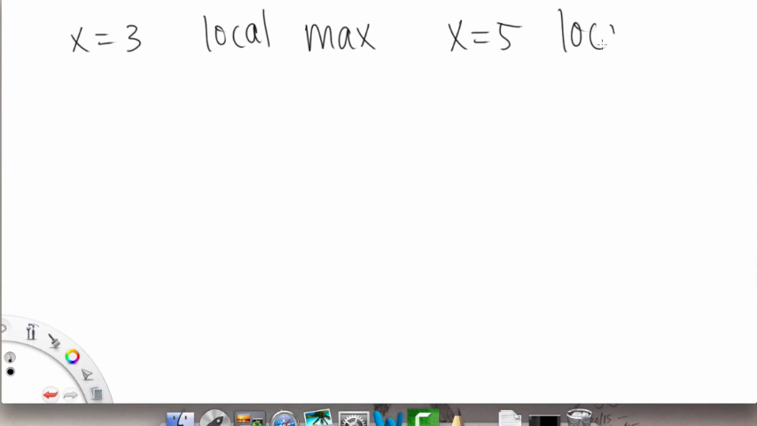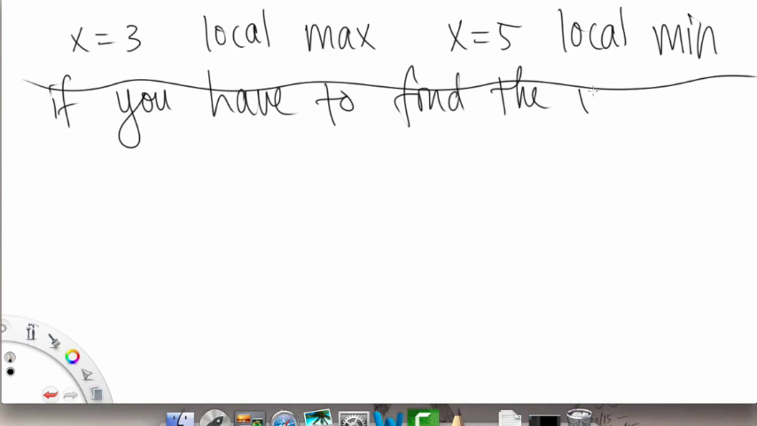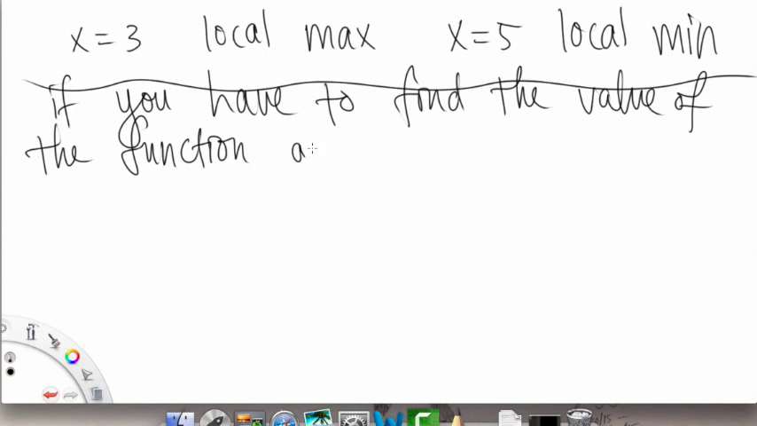So at x equals 3, we have a local maximum, okay? And at x equals 5, we have a local minimum. And sometimes we could stop here if that's what the problem asks, but sometimes they ask for the actual value of the function at these points. So if you have to find the value of the original function, that is, our f of x, at these points, we're going to do the following.